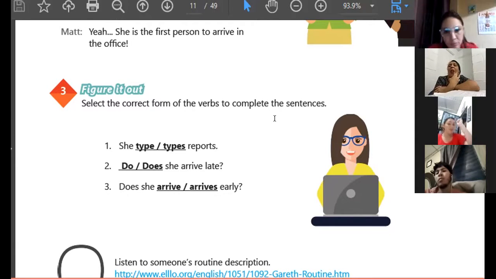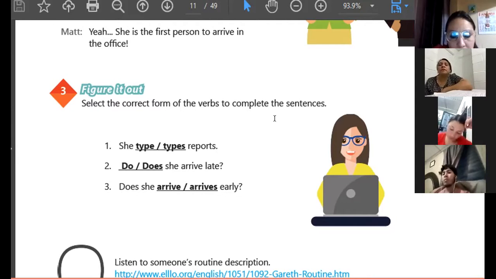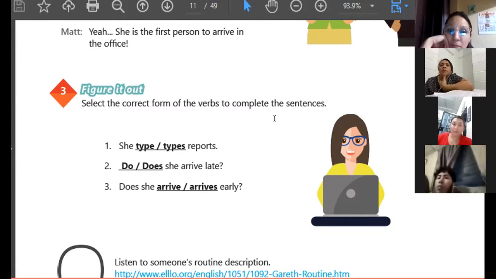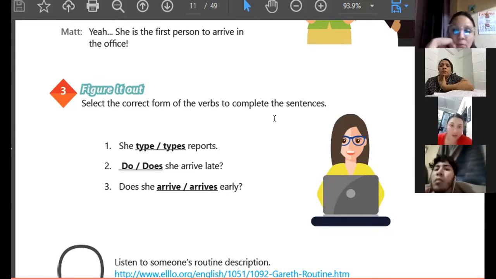Does she arrive late? Okay. I want to hear you. Number two. Very good. Now, number three. Does she arrive or arrives? Arrives. Are you sure? Arrives. No letter S at the end. It's a question and we are using does, okay? So we use the infinitive form of the verb. So in this case, it will be arrive. Very good.